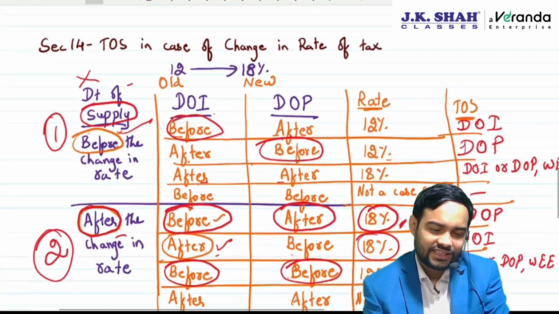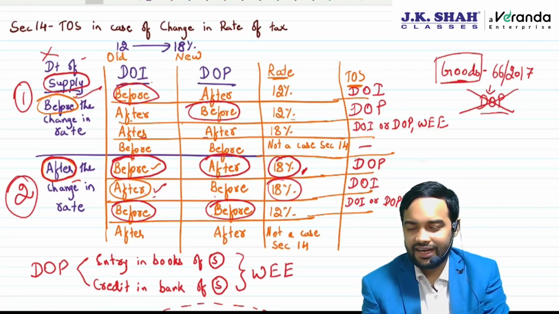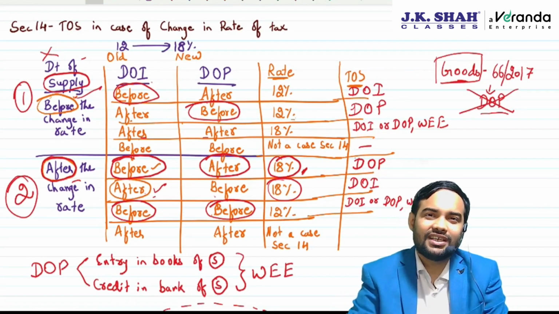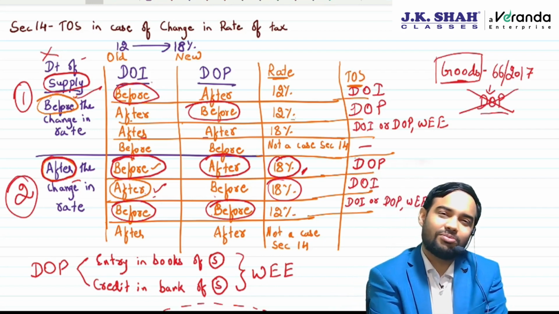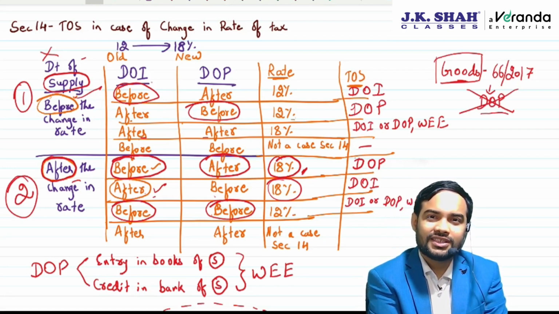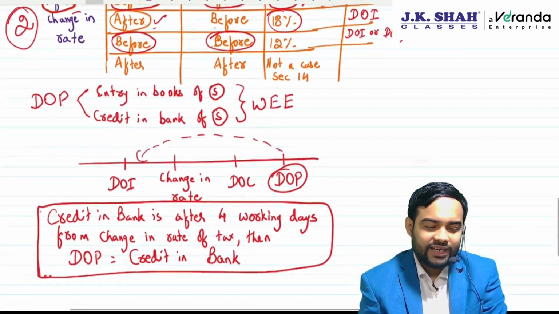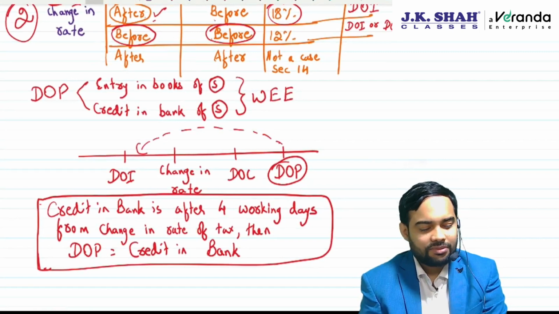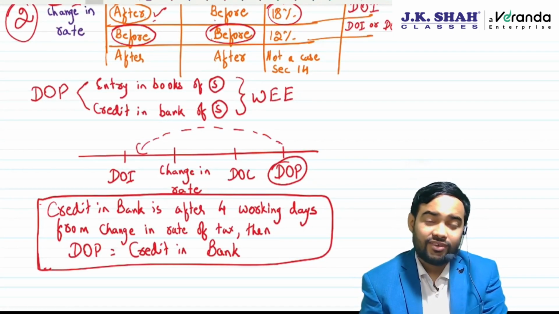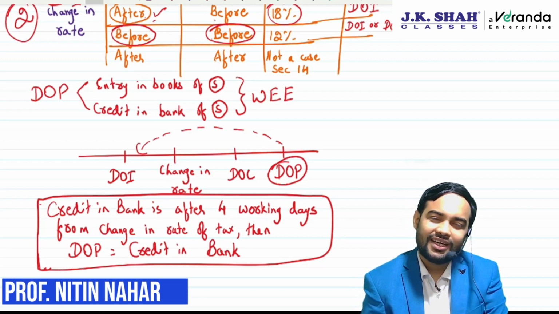Then we dealt with section 14. Wherever two events are there, that will be the time of supply. And the rate has to match with the date. But for goods industry, as date of payment is not considered, there might be a mismatch, because as DOP is not considered, it will be based on invoice. Then DOP is defined to be entry in books of supplier or credit in bank of supplier, whichever is earlier. But whenever the credit in bank is after 4 working days from the change in rate of tax, then date of payment will be credit in bank.